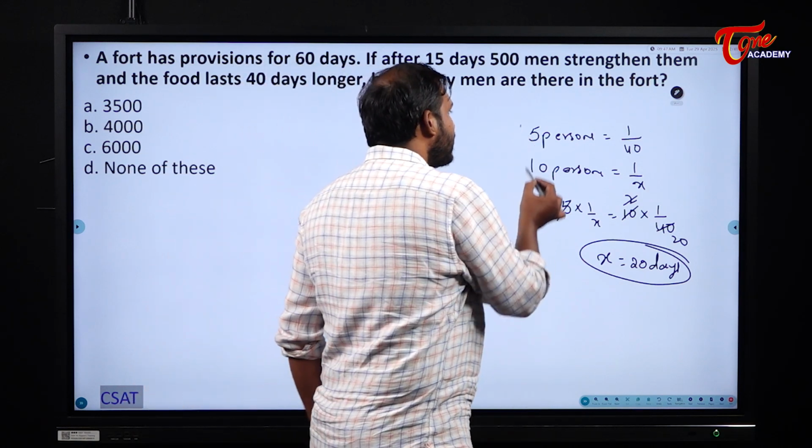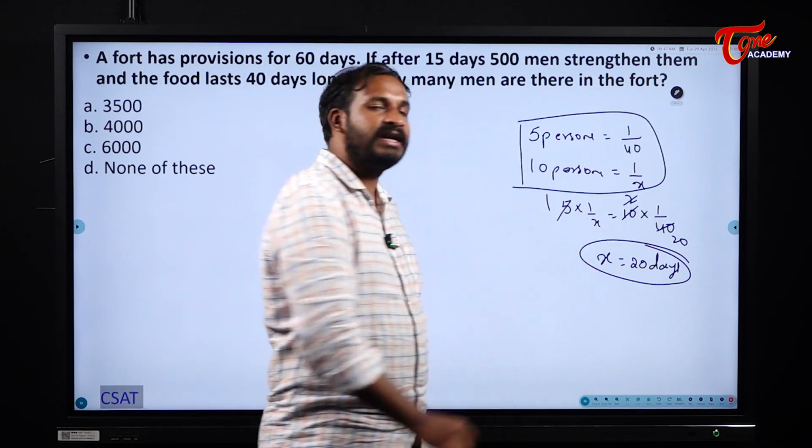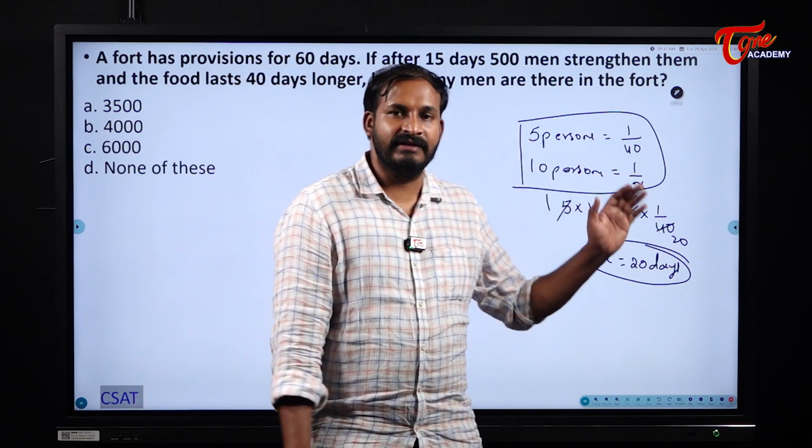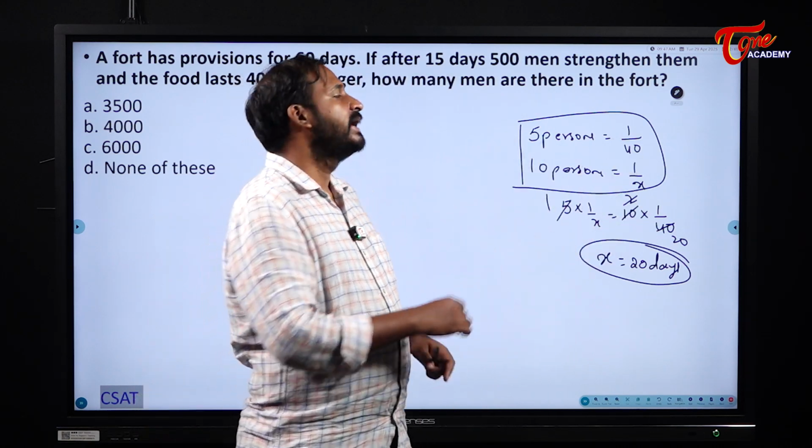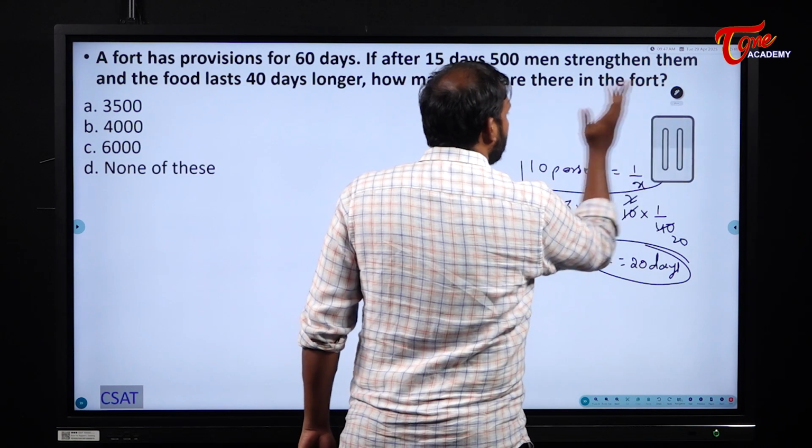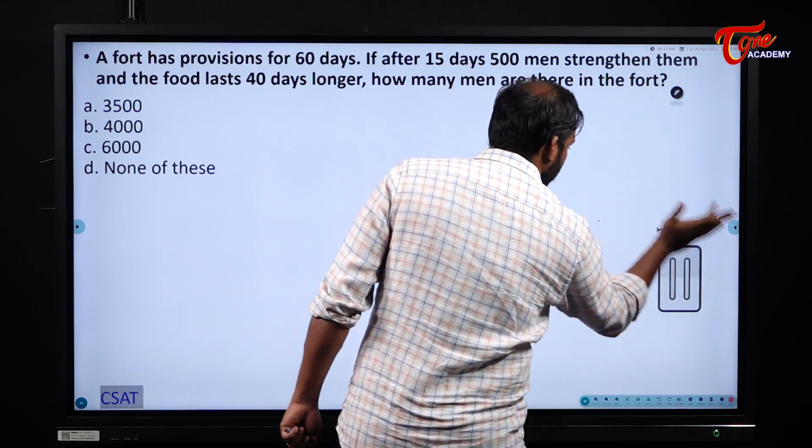So while writing the relations, please be careful. If they are directly related, write it directly. If they are inversely related, write it in the inverse manner. Understood? Now come to our given question.